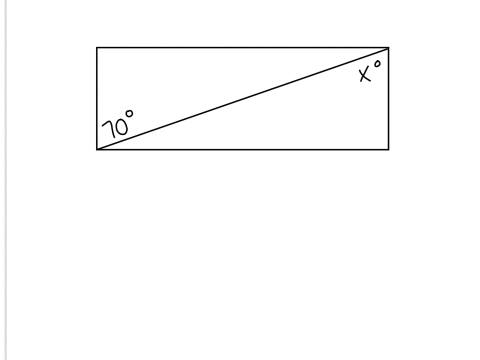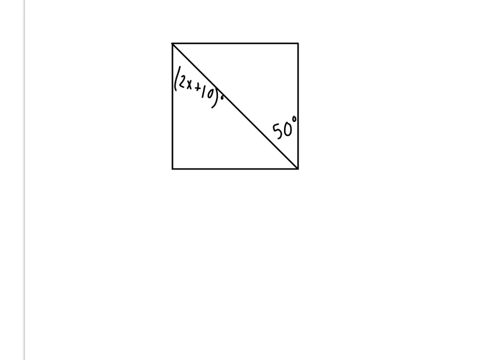So for example here, these are some of the problems that will be on your worksheet today. This corner and this corner are congruent, so therefore x is 70. It really is that simple. All you're basically doing is setting stuff equal to each other today. Another one here. We know this diagonal sets them equal to each other, so we'll just set these equal to each other.